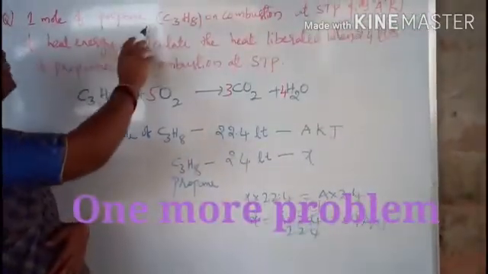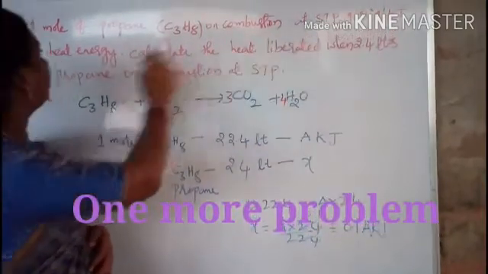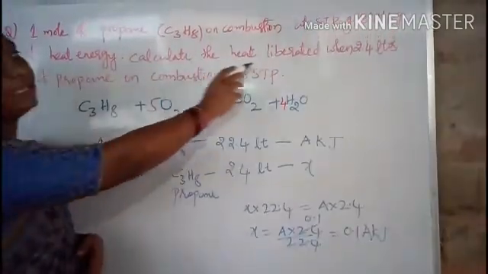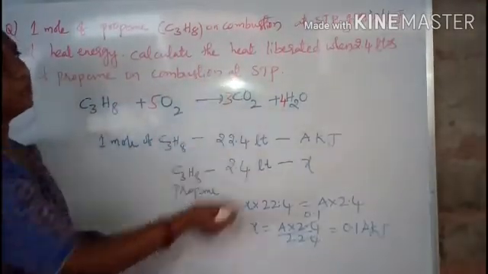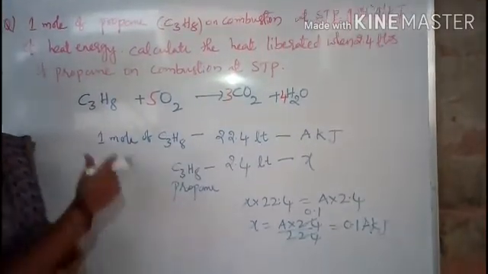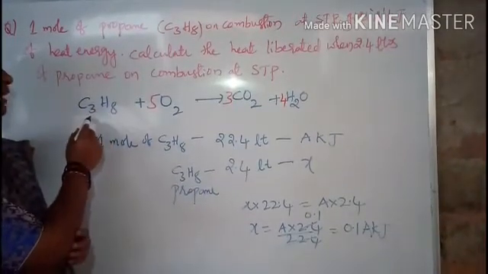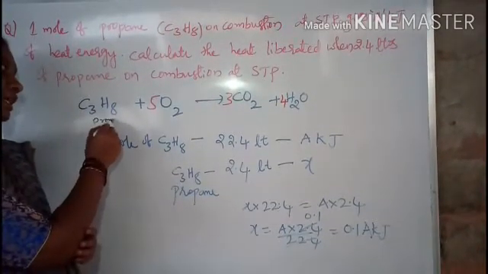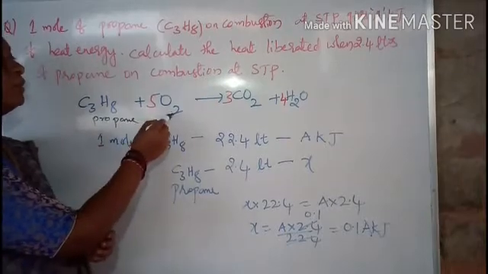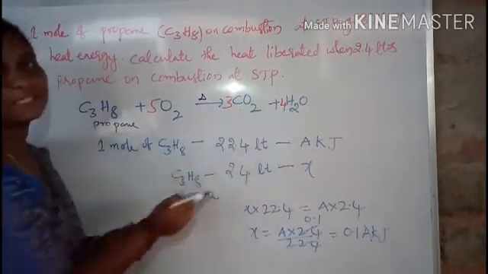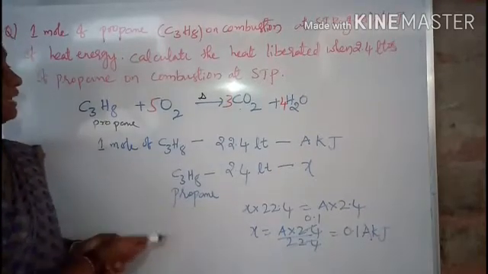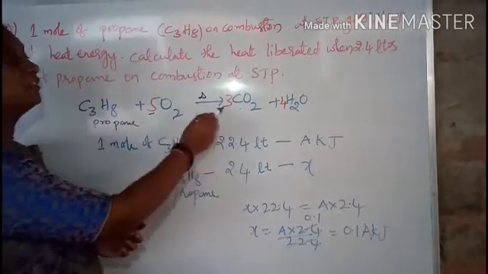So 1 mole of propane on combustion at STP gives A kilojoules of heat energy. Calculate the heat liberated when 2.4 liters of propane is combusted at STP. Okay. So here write the chemical equation. First, propane's formula is C3H8. When burnt in oxygen, it gives CO2 and H2O, which is called a combustion reaction. And in order to balance it, keep 5 here, 3 here and 4 here.